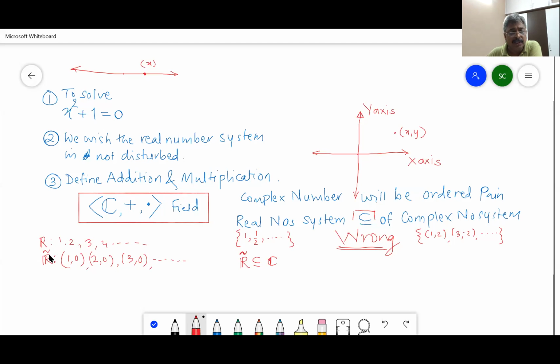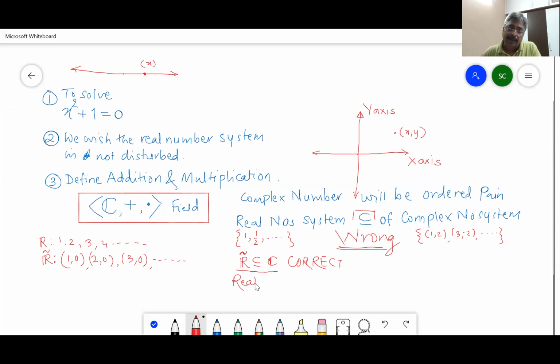Okay, that is why I am putting this tilde over R, and I am going to recognize this real number system as a part of the complex number system, but looking at it as ordered pairs. We know all the points are on the real axis, or maybe the x axis, therefore their y coordinate is going to be 0. And now this is a correct statement. We will say the real number system is embedded in the complex number system.